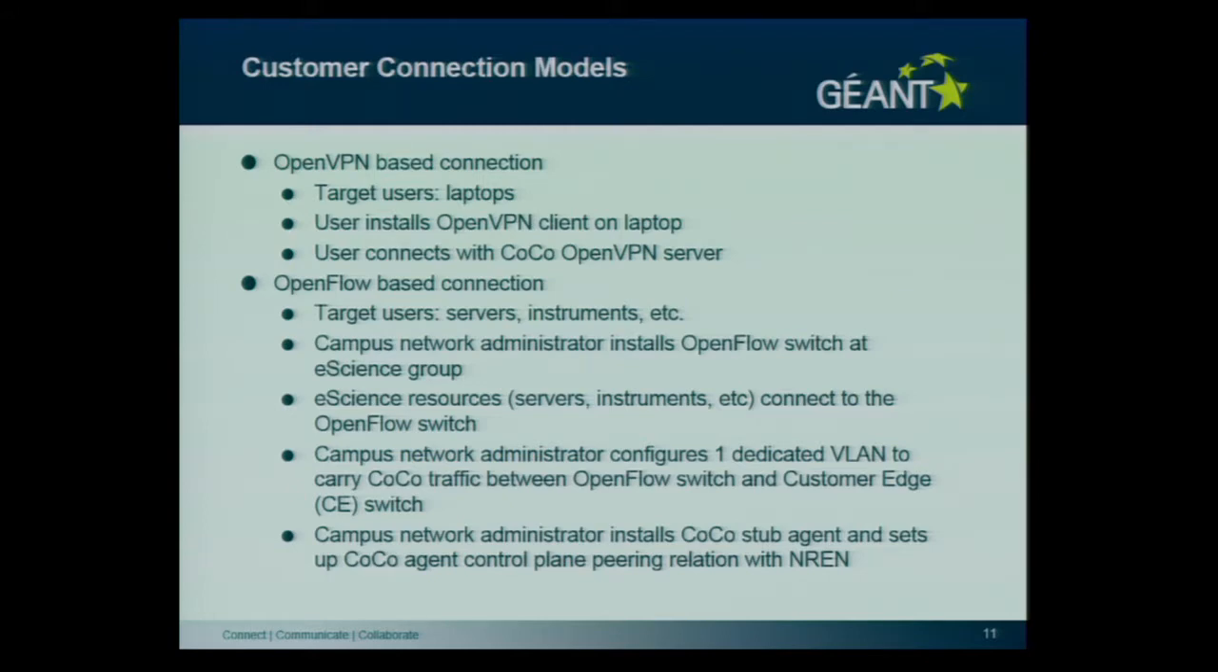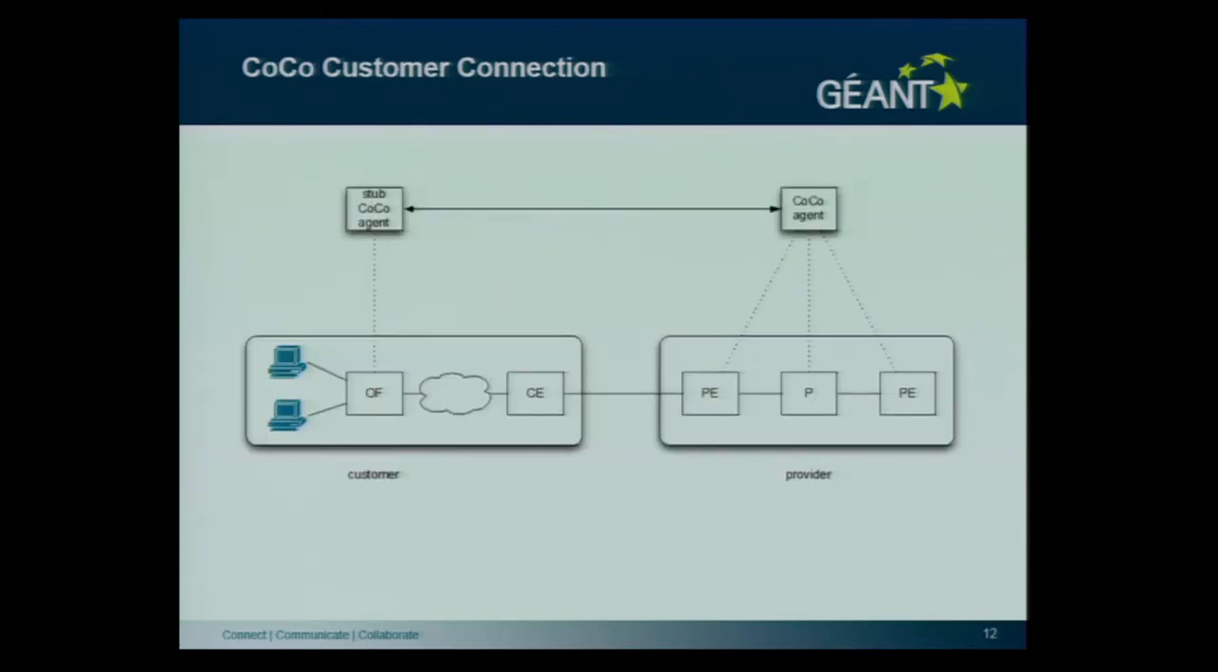And then what also needs to be done is that the domain also needs to run on top of that OpenFlow switch a COCO agent, a stub COCO agent we call it. And that peers with the COCO agent of the NRN, of which this site is a customer.